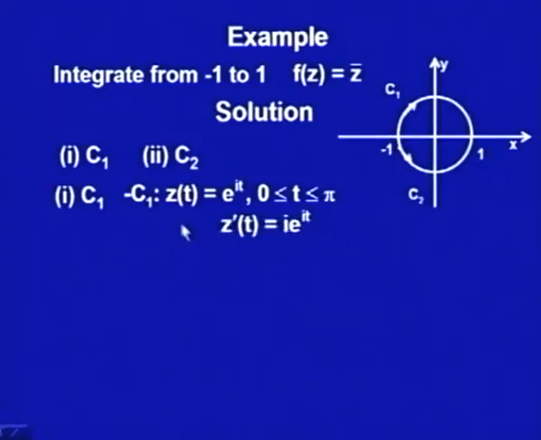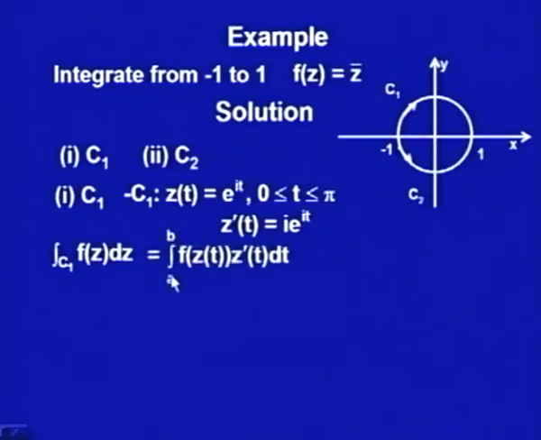Then using the property of the contour minus C1, we could say minus of contour C1. So z dash t along this would be i times e to the power i t. If I just evaluate this integral around the contour C1, f z dz, what we would be getting is integral a to b f z t, z dash t dt. Using that property of sense reversal, it should be minus integral 0 to pi e to the power minus i t.